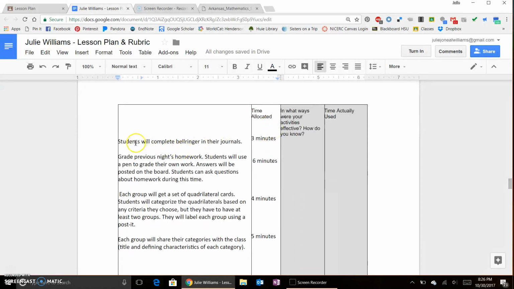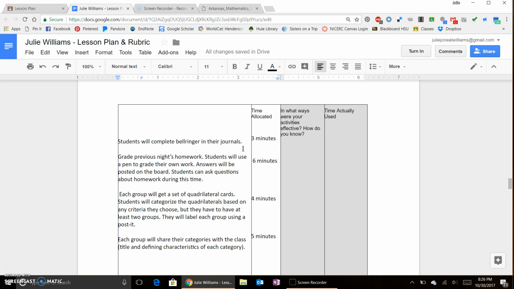Now, my students are going to begin with a bell ringer. Maybe yours will too. I'm going to put that into my lesson plan because for me, as classroom management, it's really important to know what's happening at the beginning of your class. So if your students are going to do something, students will complete bell ringer in their journals. Then I know that you're using time wisely. Maybe they're going to do something else. Maybe they're going to grade their own homework at the beginning of class. Whatever it needs to be, that's not really part of the lesson yet, but it's going to be there.